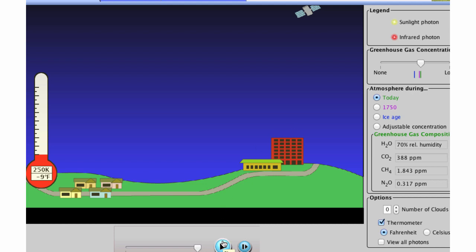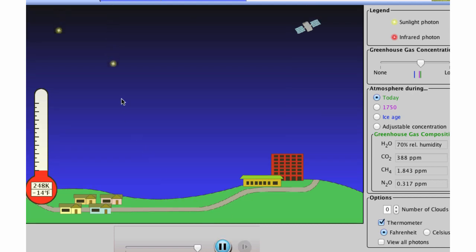Here's the greenhouse effect animated in PhET. The yellow dots represent UV photons that come from the sun. Once a UV photon encounters the Earth, it is absorbed by Earth, and then it can be re-emitted back out as a different type of energy called infrared, or IR.